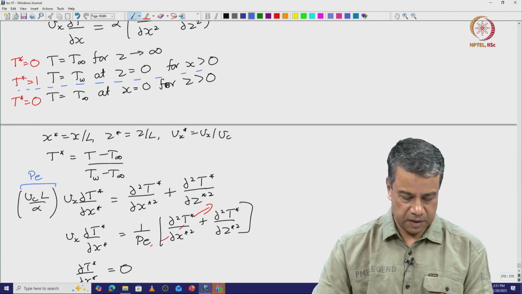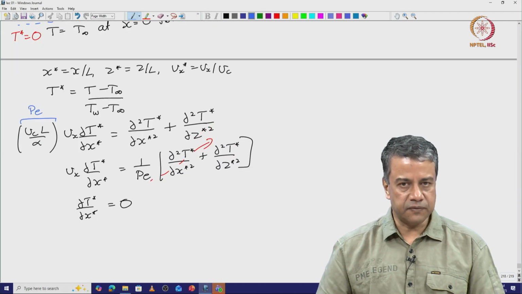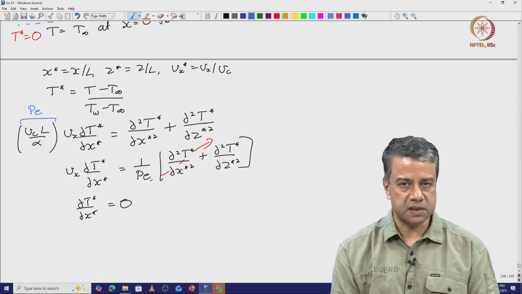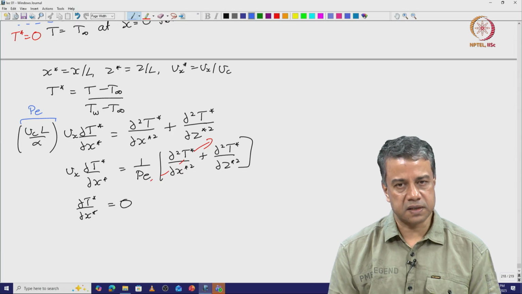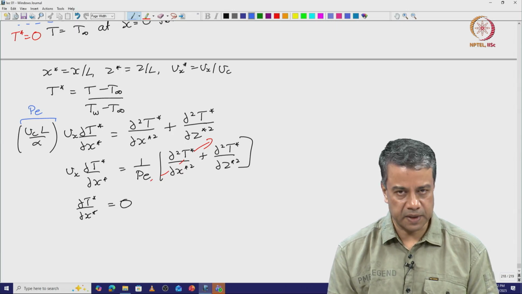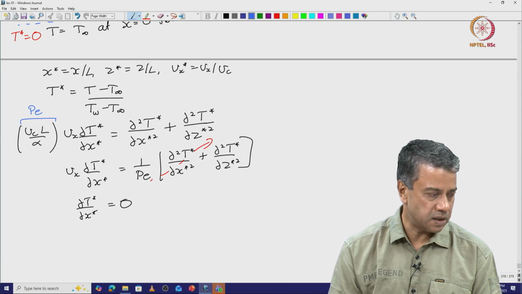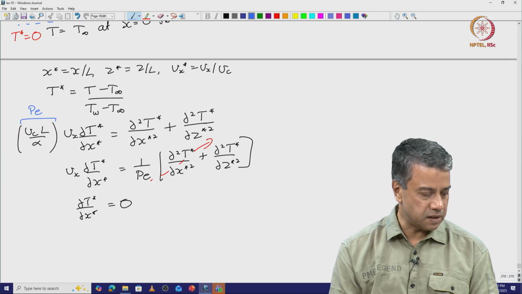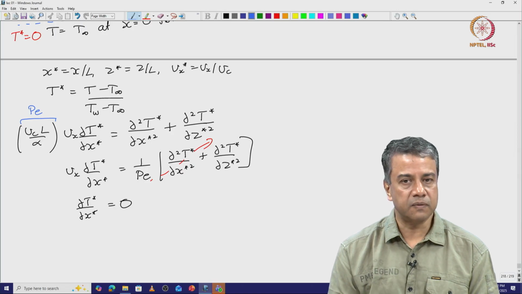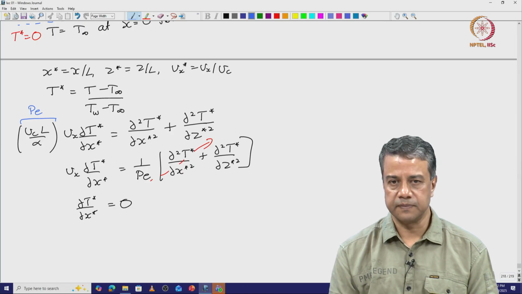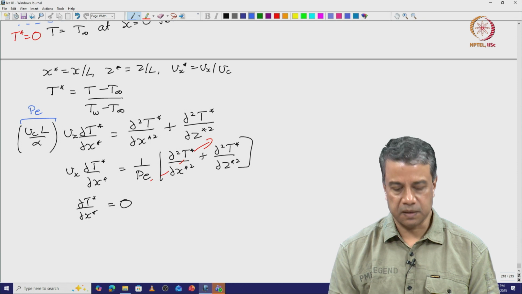The problem is that when we neglected this diffusion term, we have neglected the highest derivative, because there is a small parameter that is multiplying the highest derivative. So, when we neglected the diffusion term, we neglected this highest derivative, and therefore, we cannot satisfy the boundary conditions. That is the mathematical problem.